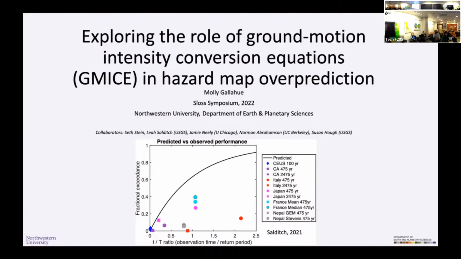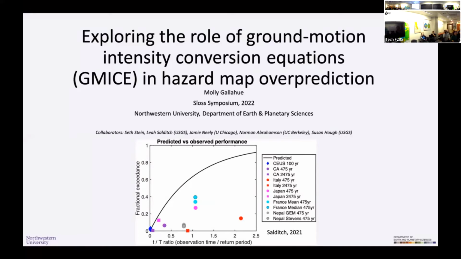For those of you who don't know, my name is Molly, and I'm a fifth-year grad student working with Seth Stein. For the past few years, our research group has been working on a project comparing earthquake hazard maps to observed earthquake shaking data. So without getting too far into the details, what we're finding is that the hazard maps are over-predicting shaking relative to historical data, and this has been observed for various maps and data sets globally, shown in this figure here. At NU, we've been really focused on California, and throughout my time at Northwestern, especially over this past summer, I'm looking at why these maps are over-predicting shaking.